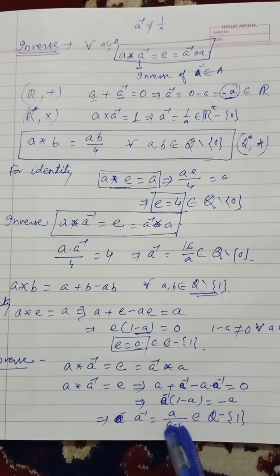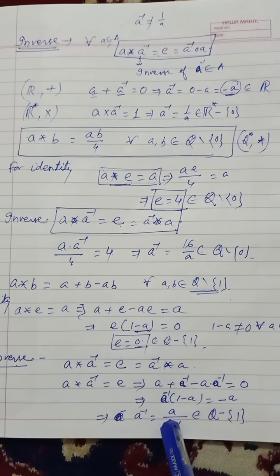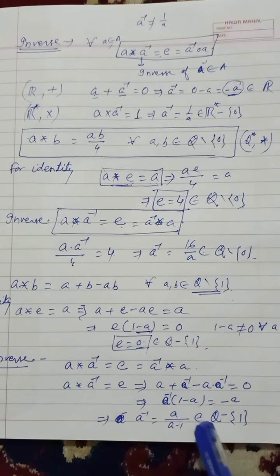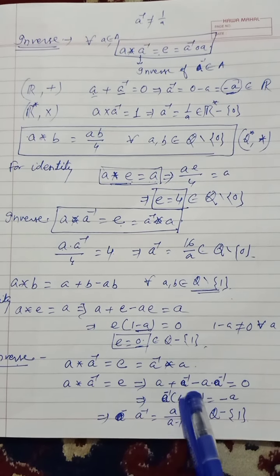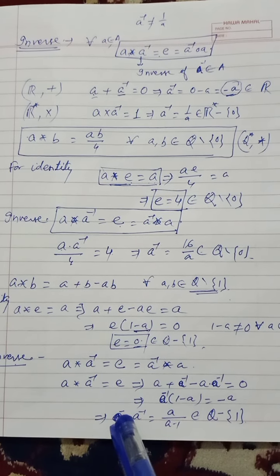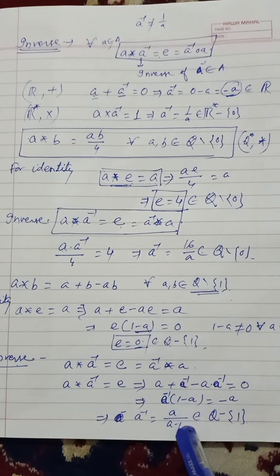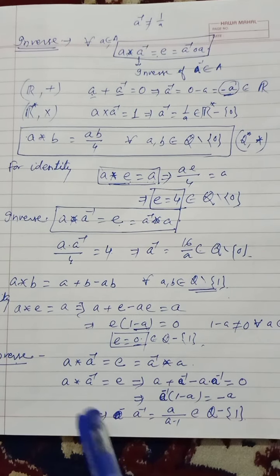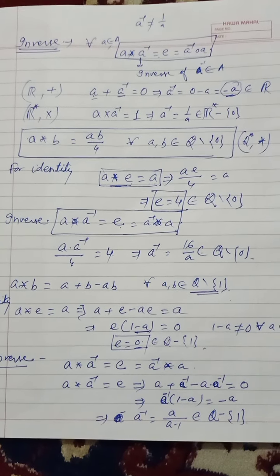And it always exists. Why does it always exist? It is a rational number, because A is not equal to 1. We have taken for all elements A belongs to Q minus 1. So A upon A minus 1 always belongs to the rational numbers. So for every element A, there is an inverse, and the inverse is given by A upon A minus 1. So this binary operation also has the identity and inverse element.